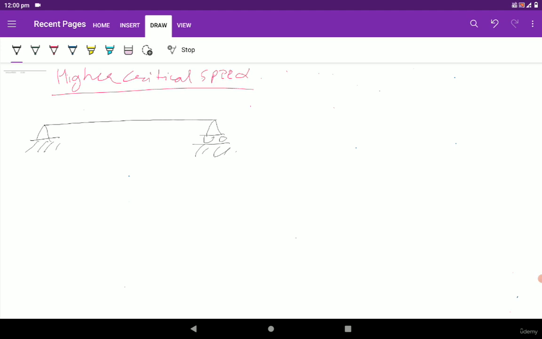So this is the shaft which has some weight between this thing, between to this thing. Here it is given some angular speed omega. So let W is equal to weight of shaft per unit length and omega is equal to angular speed of shaft.